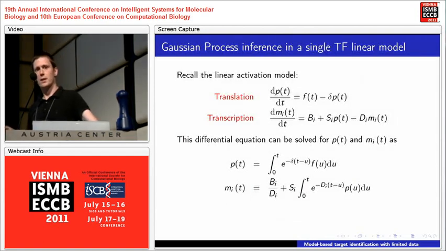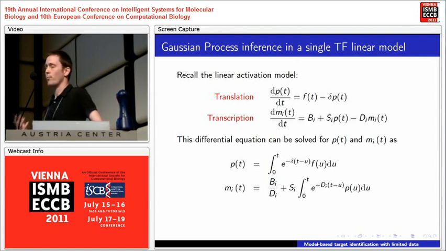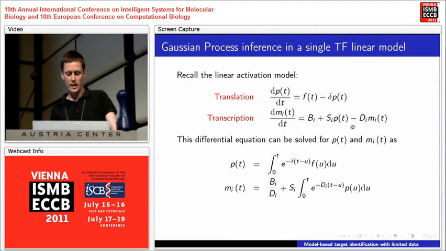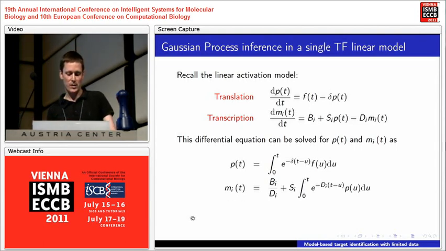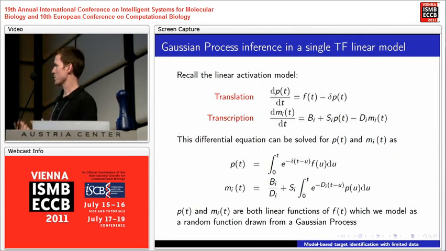So let's go back to the single transcription factor model of activation. So we have these two layers, translation and transcription. Now, a bit of calculus tells you what the solution to these differential equations is. So you can write those down in closed form. It doesn't really matter what the form is, but what you can see is that this P here and the F are linearly related. So integrals are just like sums in maths. So if you see an integral, you can think of it as a sum, and P is a sum over lots of different values of F. M is a sum over different values of P. And that means that P and M are both linear functions of F.